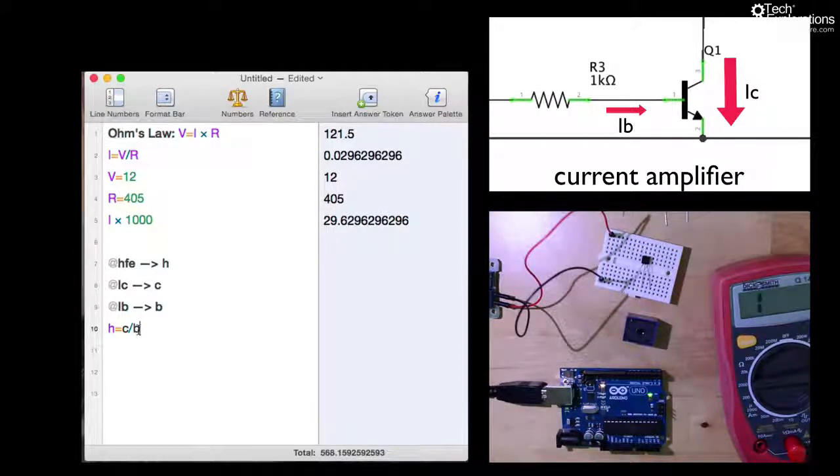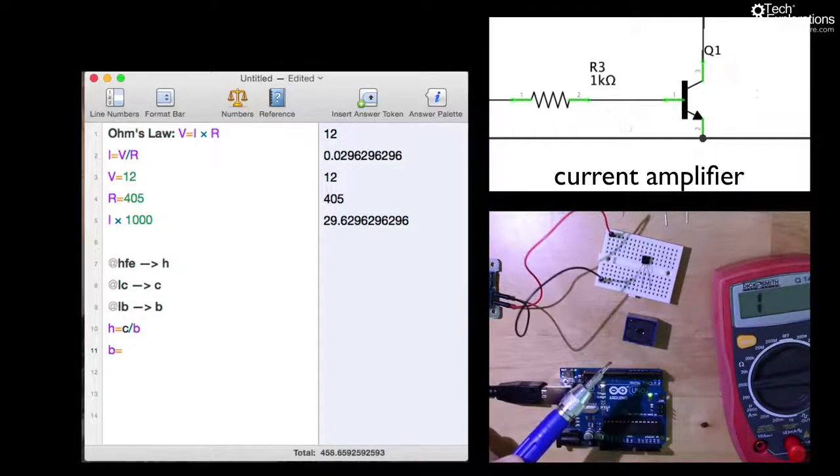I know how much the current in the collector should be because the collector will provide current to the coil. So I calculated that this is, say, about 30 milliamps up here. And what I need to find out is how much the current in the base is supposed to be. So I need to solve this for B. So B is equal to C divided by H.